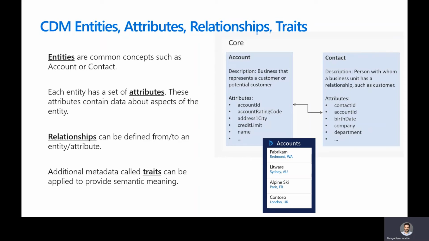So for example, you can have a trait called is displayable on a map that you attach to any attribute that has a full address or a coordinate. And then all applications that you build that leverage your CDM model are able to know that that field can be displayed on a map.